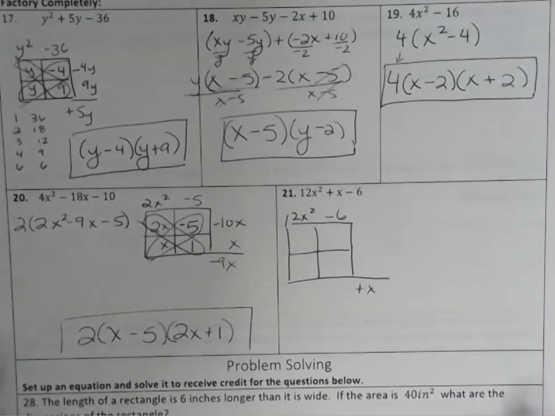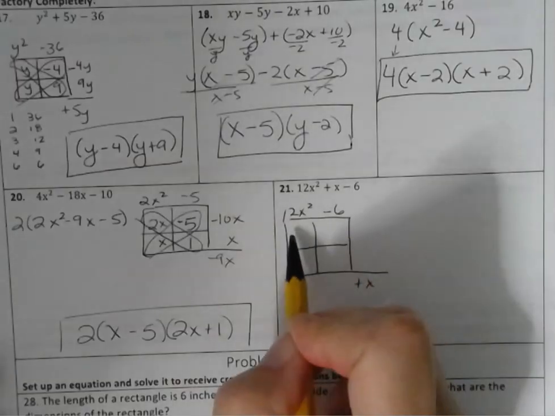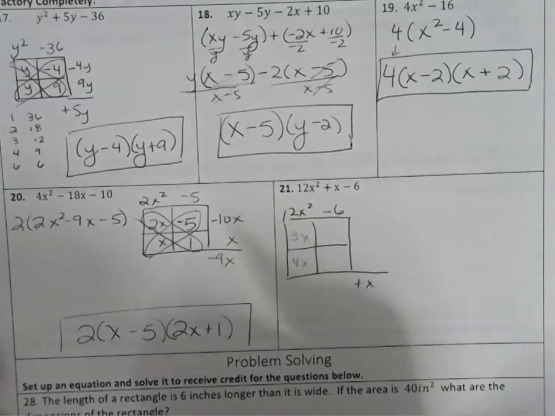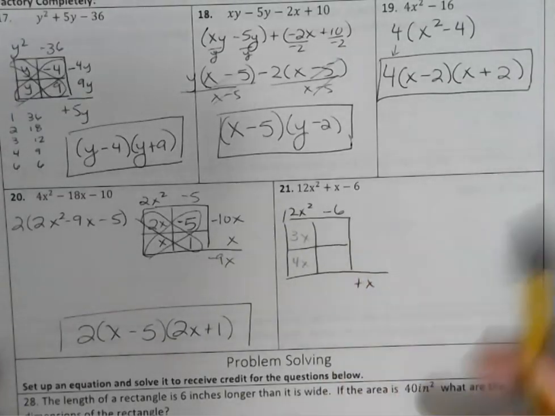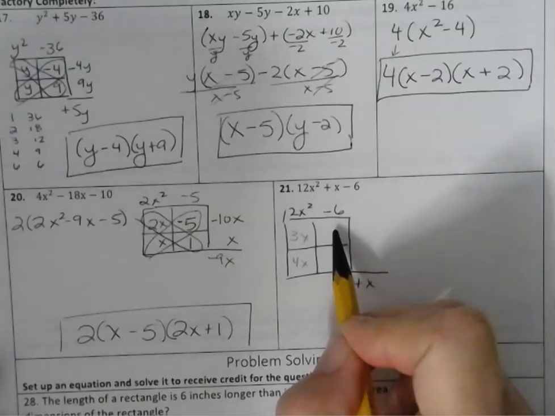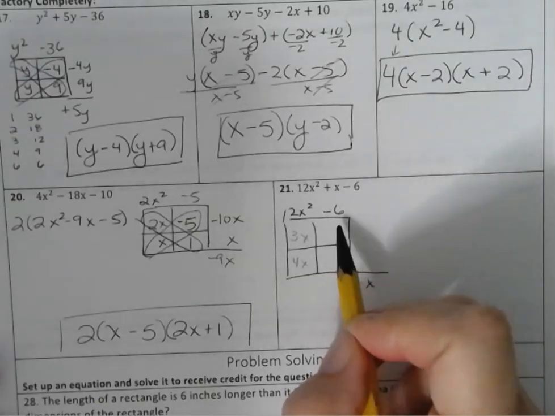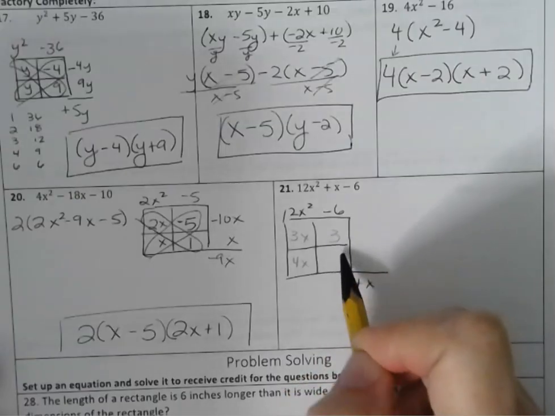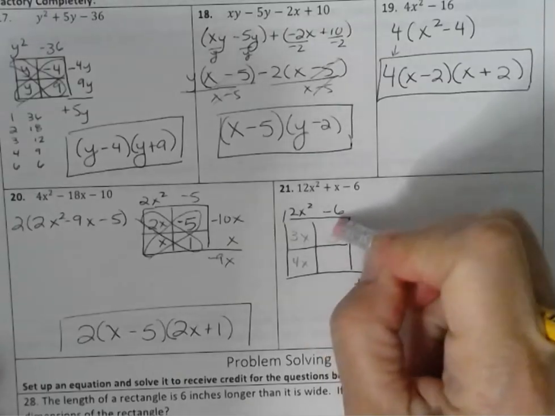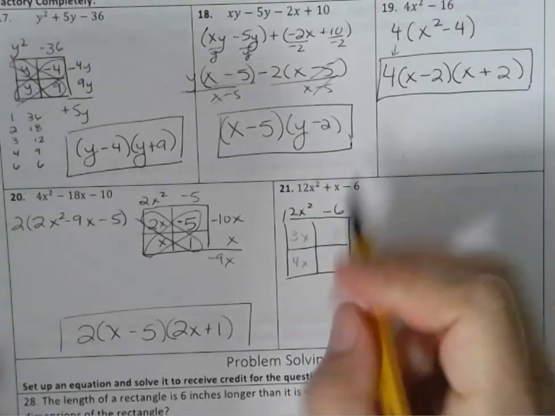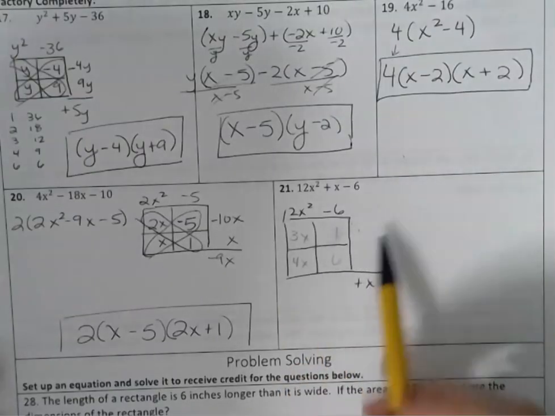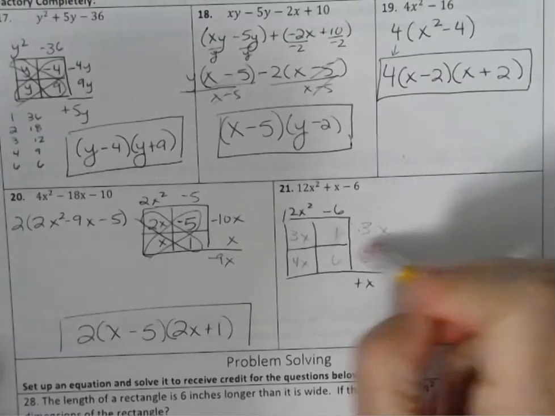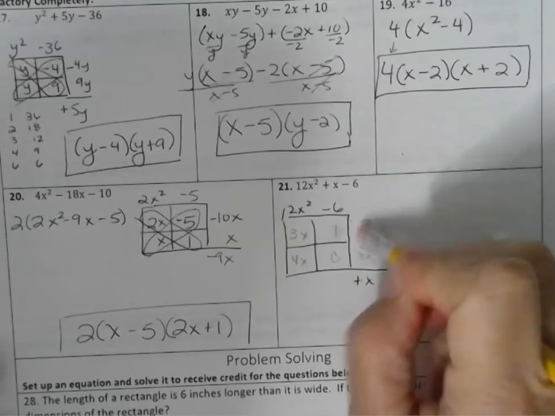Let's say that I want to guess and check this. So I try 3x and 4x, because 3x times 4x is 12x squared. And I want this to be positive x down below. And then I say, what if this was 1 times 6? Well, 1 times 6 would be 3x and 24x, and that's never going to get me to where I want to go. So I don't like the 1 and 6 option.